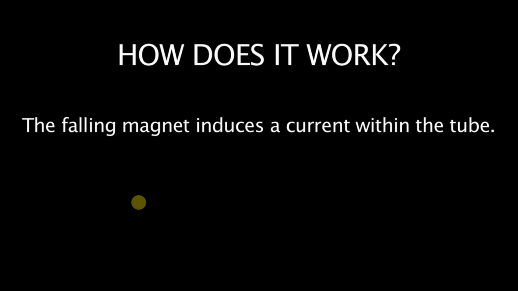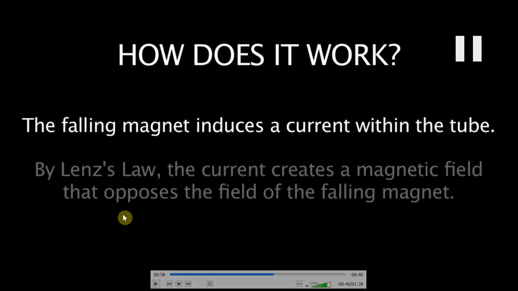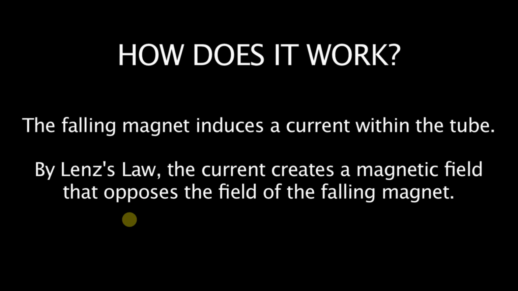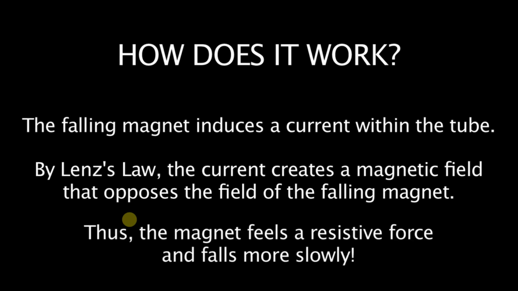So how does it work? The falling magnet induces a current within the tube. By Lenz's law, the current creates a magnetic field that opposes the field that's creating it in the first place. That's the direction of the induced current.